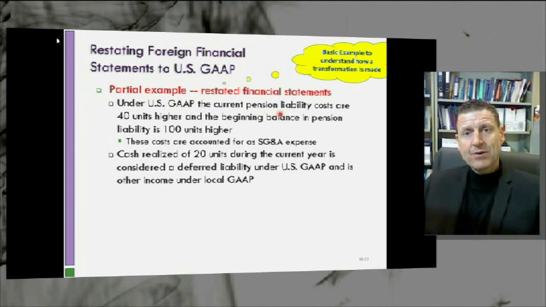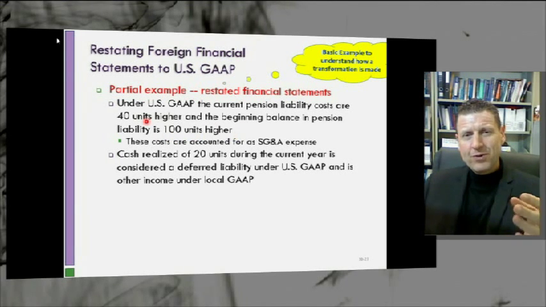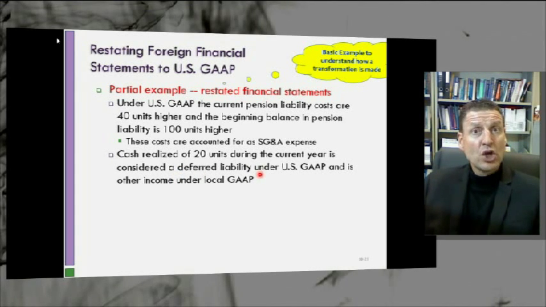Under US GAAP, the current pension liability costs are 40 units higher, and the beginning balance in pension liability is 100 units higher. So when we're referring to units, we don't mean US dollars, but we mean units in the foreign currency. So it could be any dollar amount, but we're just referring to them as units for now. These costs are accounted for as sales good and administration expense. Next, cash is realized of 20 units during the current year, and it's considered deferred liability under US GAAP, and this other income under local GAAP.